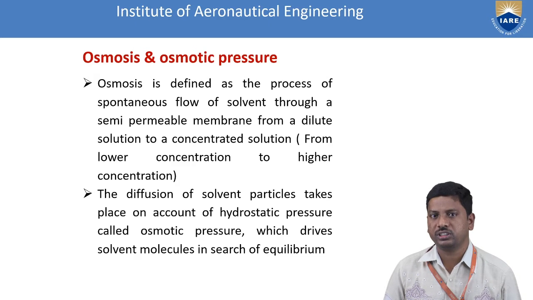That means when two solutions of different concentrations are separated by a semi-permeable membrane, the solvent flows from the lower concentration to the higher concentration. That is the osmosis process. The diffusion of the solvent particles takes place on account of hydrostatic pressure called osmotic pressure. In the osmosis process, this osmotic pressure acts from the lower concentration side as a driving force for the solvent molecules to reach equilibrium. That takes place at the semi-permeable membrane.